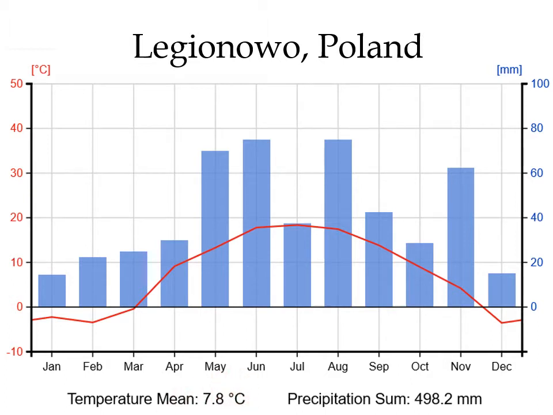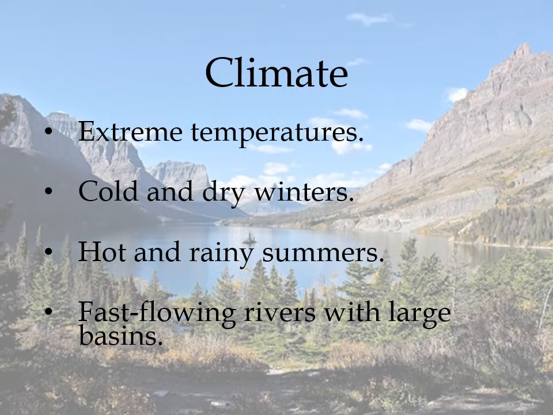If we go more to the south, it will be hotter. If we go to the north, it will be colder. But they will always have this great difference between these hot summers and cold, normally very cold winters. So extreme temperatures, and cold and dry winters because they concentrate most of the rain in the summer when it is hot.